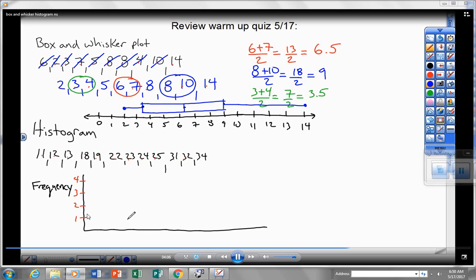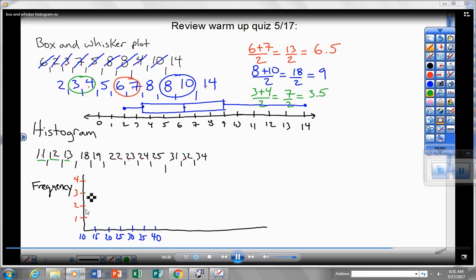On the bottom, I'm going to write the numbers that match this data here. So I'm going to start my first one at 10, and then I'm going to go to 15, and then 20, and then 25, and then 30, and 35. Alright, to fill this out, how many numbers between 10 and 15? Looks like I have 3 here. 11, 12, 13 are between 10 and 15.